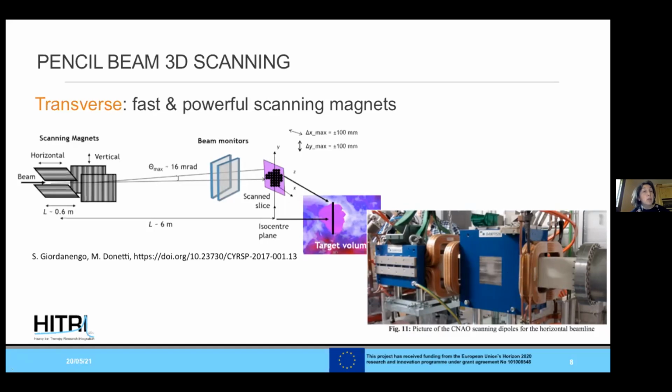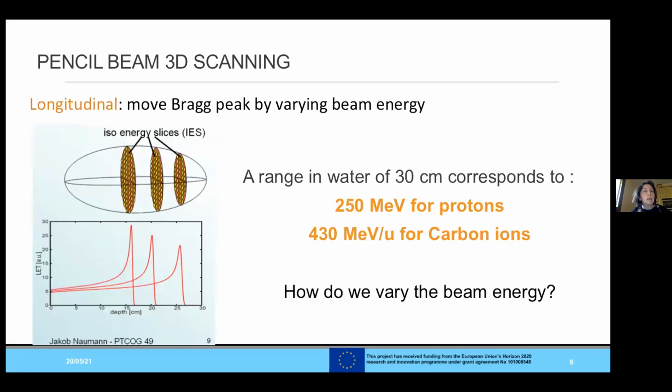What about the third dimension, the longitudinal plane? Here we count on the Bragg peak at a very specific location deep in the tumor. And if you vary the energy of your beam, you can change the position of the Bragg peak inside the tissue and paint different energy slices. For example, if we want to go as deep as 30 centimeters of water equivalent, we need such energies: for protons it is 250 MeV, for carbon ions it is much higher.